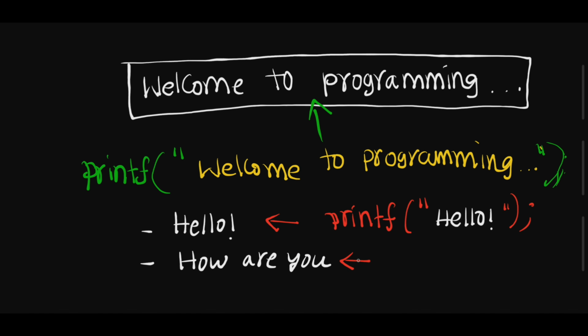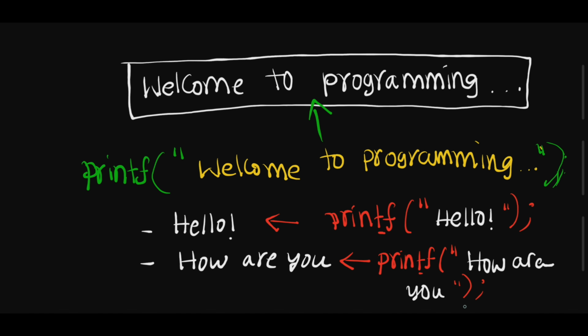Similarly, we can write how are you. How to write how are you? printf in small letters, and there is no space between print and f, and we should write how are you. Okay, how are you? We can write how are you followed by double quotations close and closing the parenthesis, semicolon. So this is the way we can write.